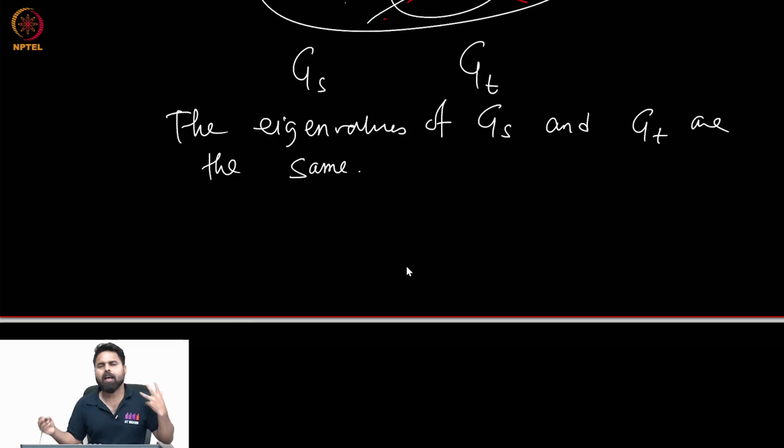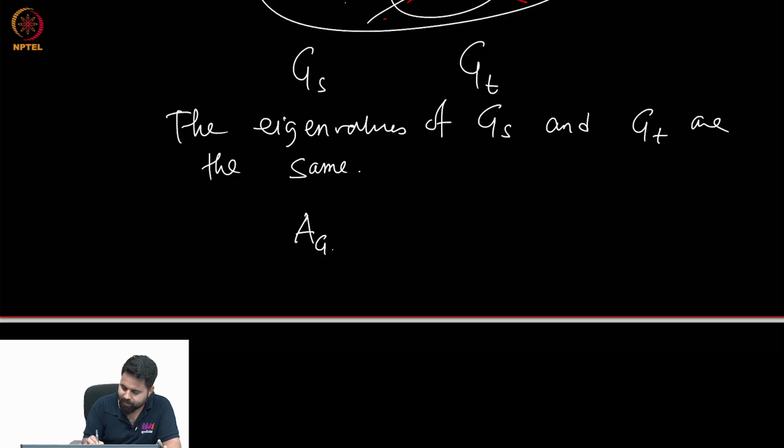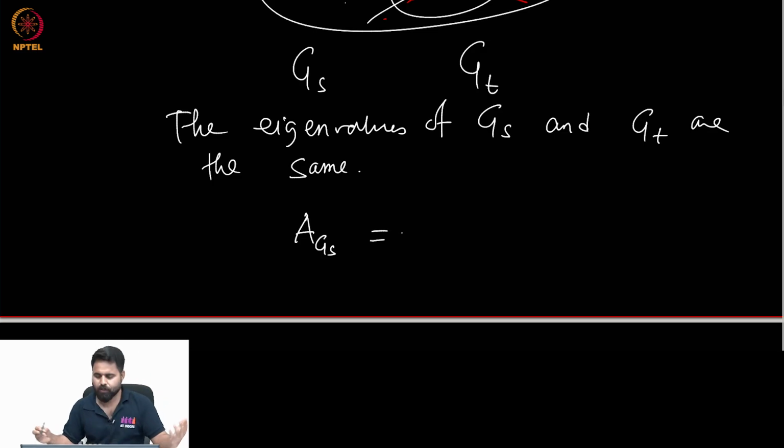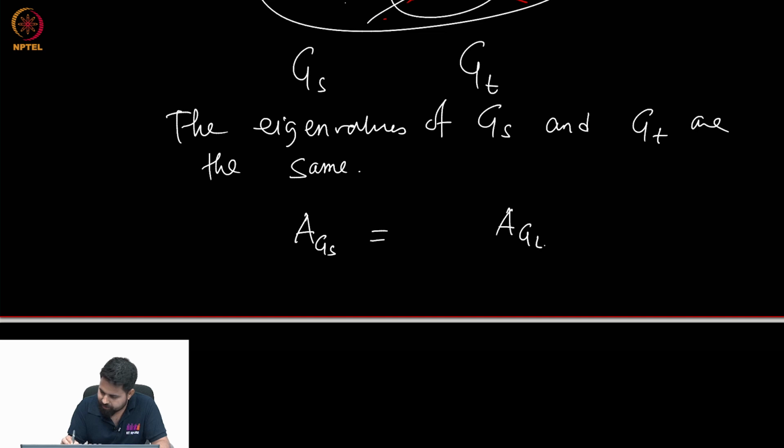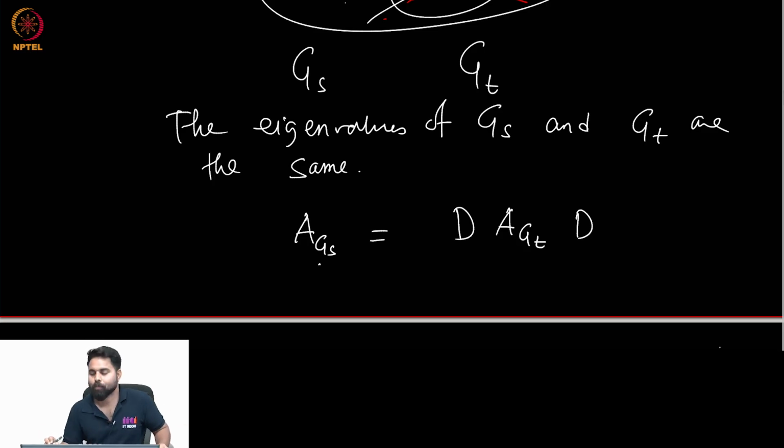If you look at the signed adjacency matrix of GS, how can you write it in terms of its signed switching? Let me first write it. This matrix can be obtained from the other by multiplying a suitable diagonal matrix D on both sides of A_GT. What is this D? D is nothing but a diagonal matrix. Maybe you now realize what the structure of the diagonal matrix will be.